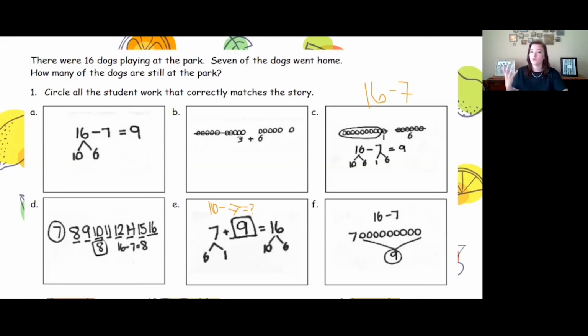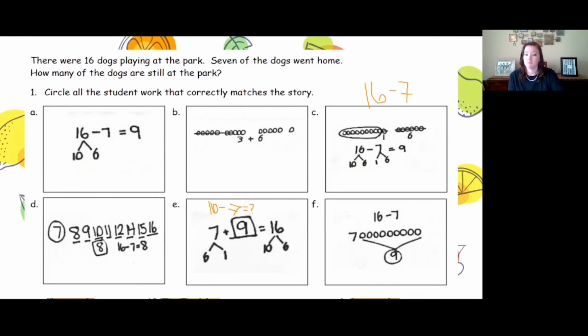Because there was a total of 16, they just need to find how many from 7 to get to 16. And then they broke them up and they got the same exact answer as everyone else. They got 9, which is correct. So great job, student E. Let's take one last look at the last student and then we'll wrap up this part of the lesson.